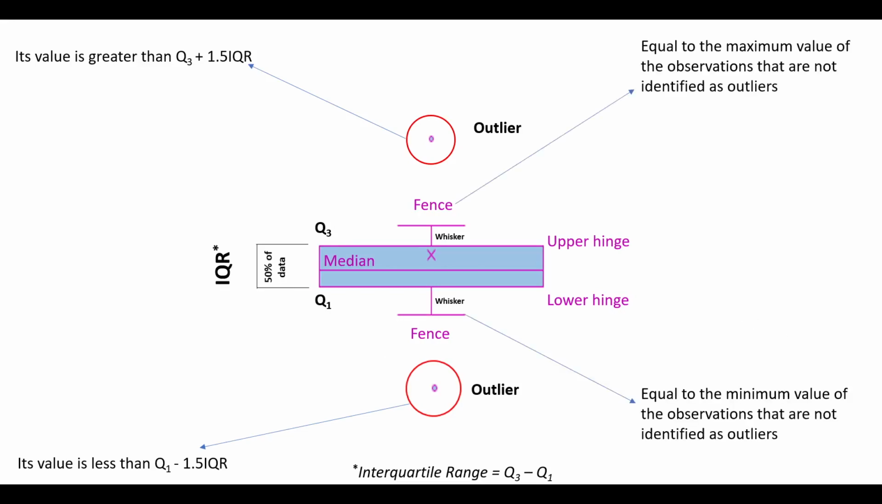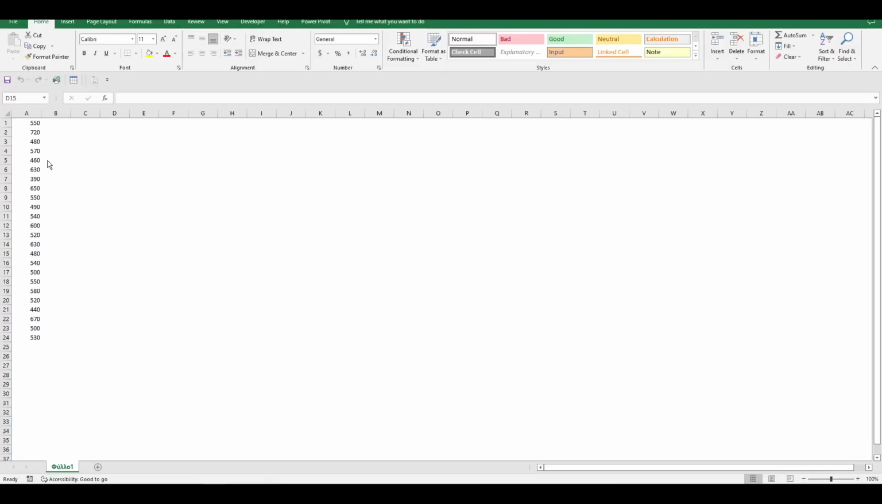Now we are talking about fences. The value of the upper fence is equal to the maximum value of the observations that are not identified as outliers, whereas the value of the lower fence is equal to the minimum value of the observations that are not identified as outliers. And in order to gain a better understanding of these concepts, we are going to review the following example using Excel. Here we have 24 observations, and we want to create a box and whisker plot.